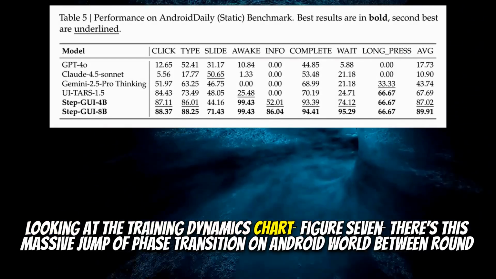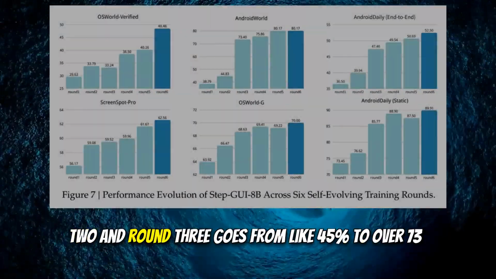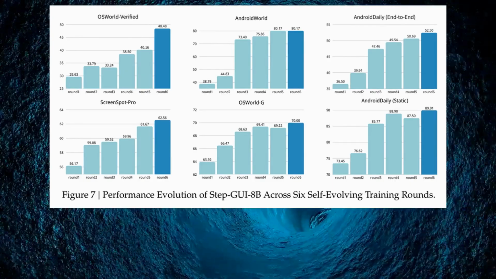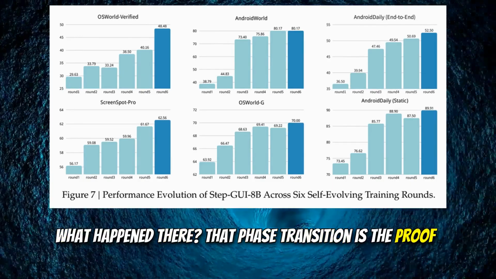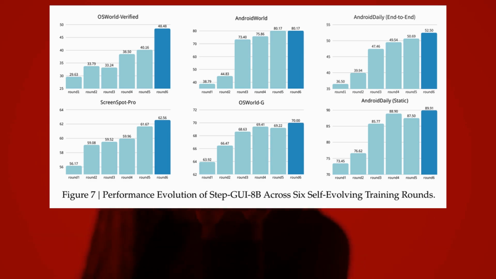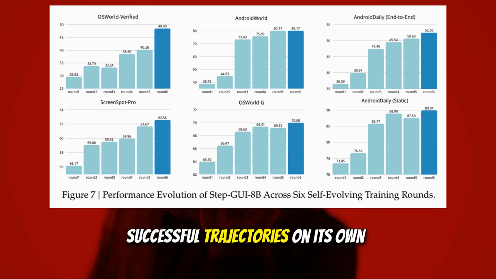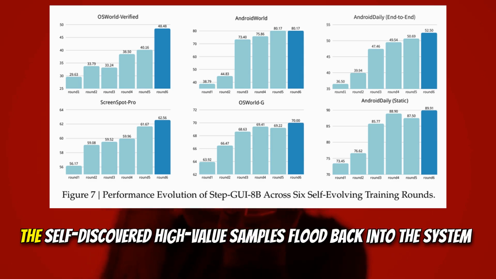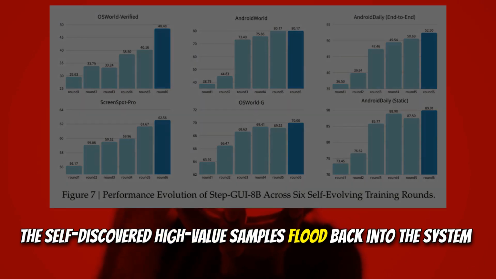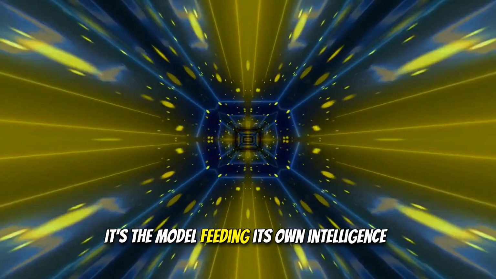Looking at the training dynamics chart, figure 7, there's this massive jump, a phase transition, on Android World between round 2 and round 3. It goes from like 45% to over 73. What happened there? That phase transition is the proof. It's the tangible evidence of that CSRS data flywheel kicking in. Once the model hits a certain capability threshold, say 40 or 50%, it becomes reliable enough to consistently generate verifiable successful trajectories on its own. So it starts teaching itself. These self-discovered high-value samples flood back into the system, and that's what catalyzes that explosive growth. It's the model feeding its own intelligence.